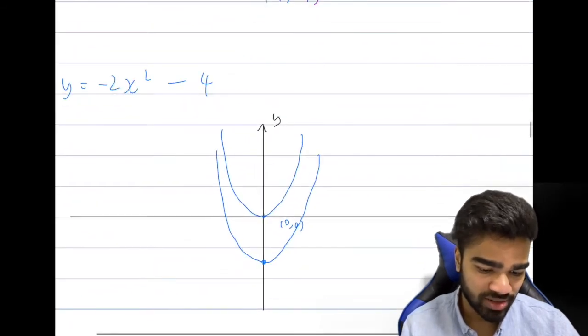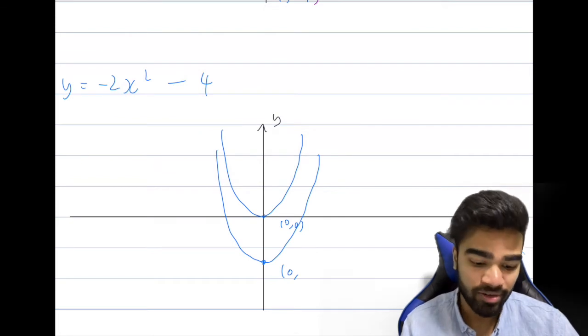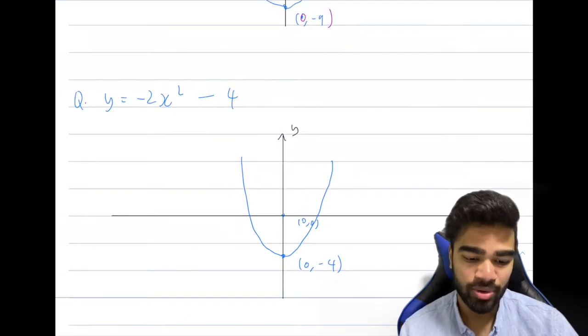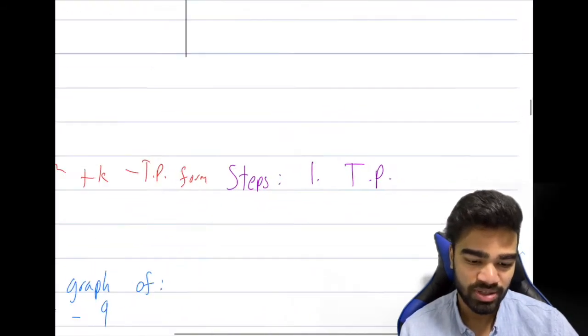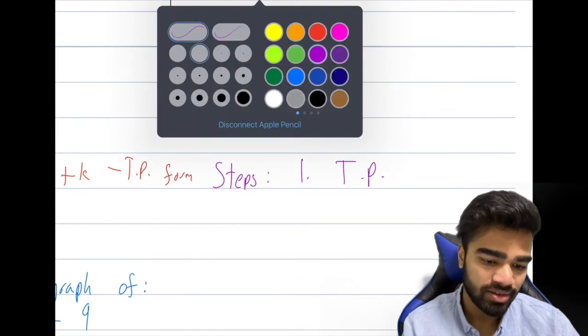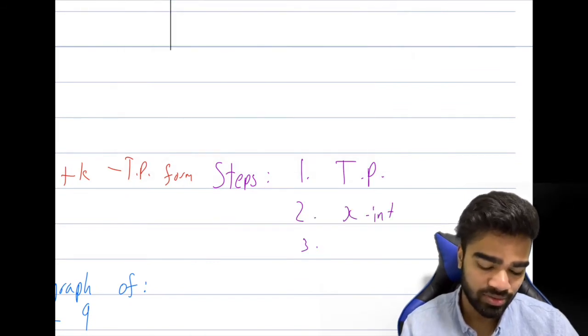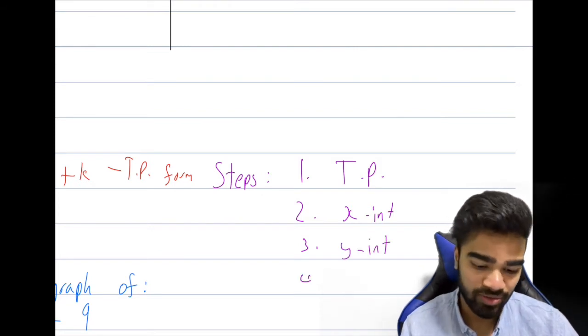For this graph, because it's being moved down 4 units, we can say the turning point is 0 and negative 4, like so. Now, once you find the turning point, step number 2 is to find x-intercepts. I'm going to show you how to do that in a second. Then the third step is to find the y-intercept. Then after all that, you should have enough information to sketch the graph.